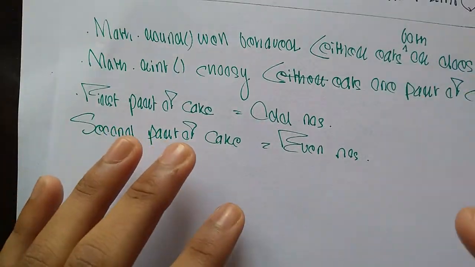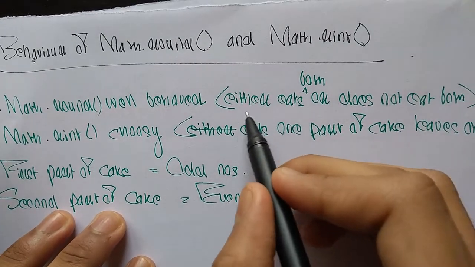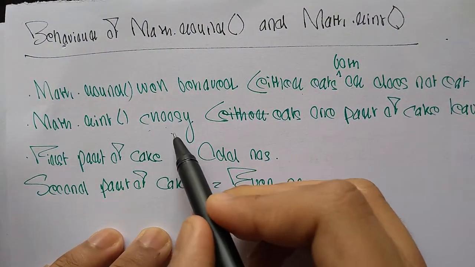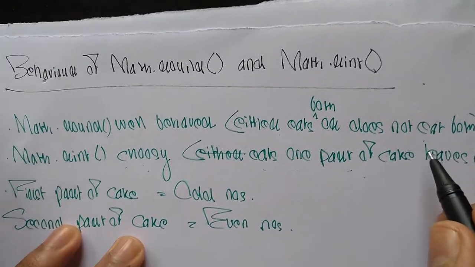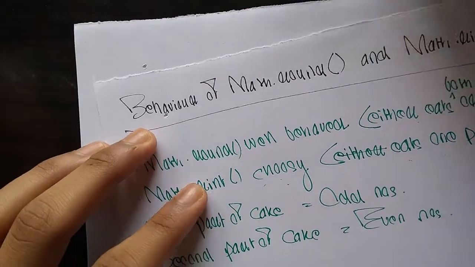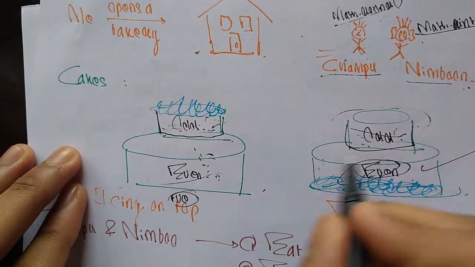So here, what am I trying to tell you? Math.round is like Champu. Well behaved. Either he is eating the cake or he does not eat it at all. And Math.rint is a bit choosy. He eats either one part of cake and he leaves the other. Correct. So here I wrote the same thing. The first part of the cake is odd. The second part of the cake is even.